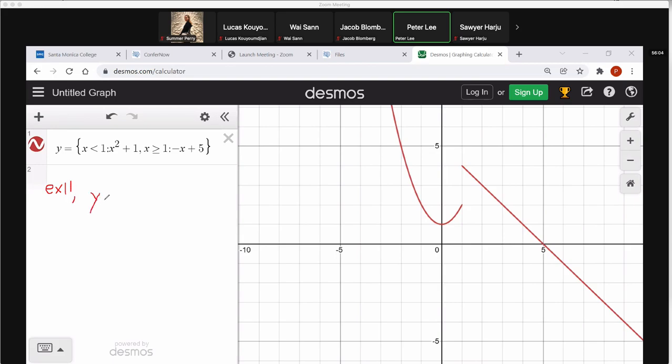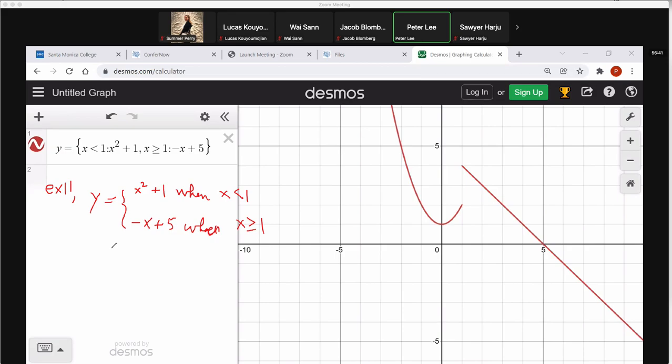So this is basically our example 11. This is y equals x squared plus 1 when x is less than 1, and minus x plus 5 when x is greater than 1. It's becoming messy as I try to refer here. And so when you graph this, this is actually how to type it. I'm teaching you how to use Desmos and typing this.